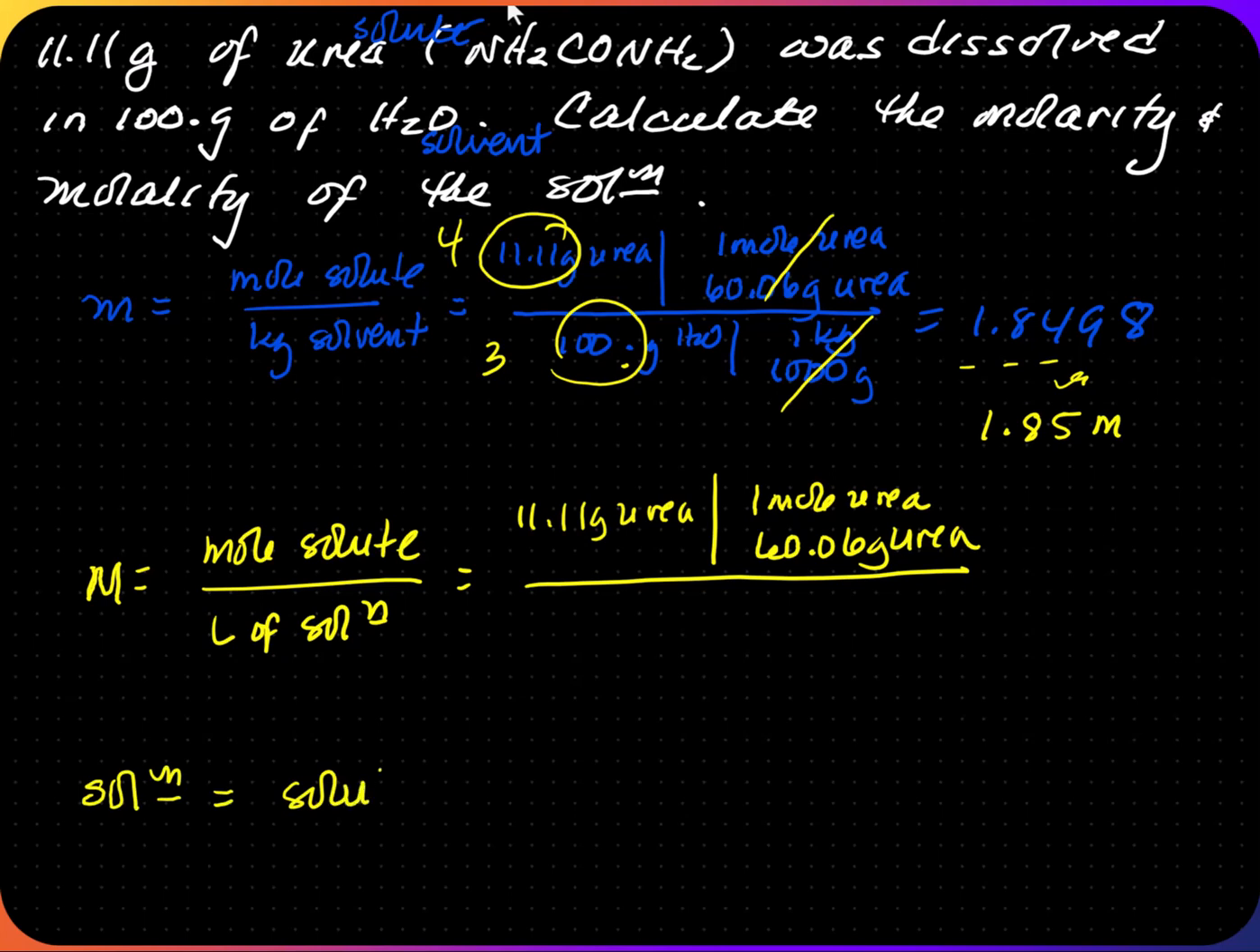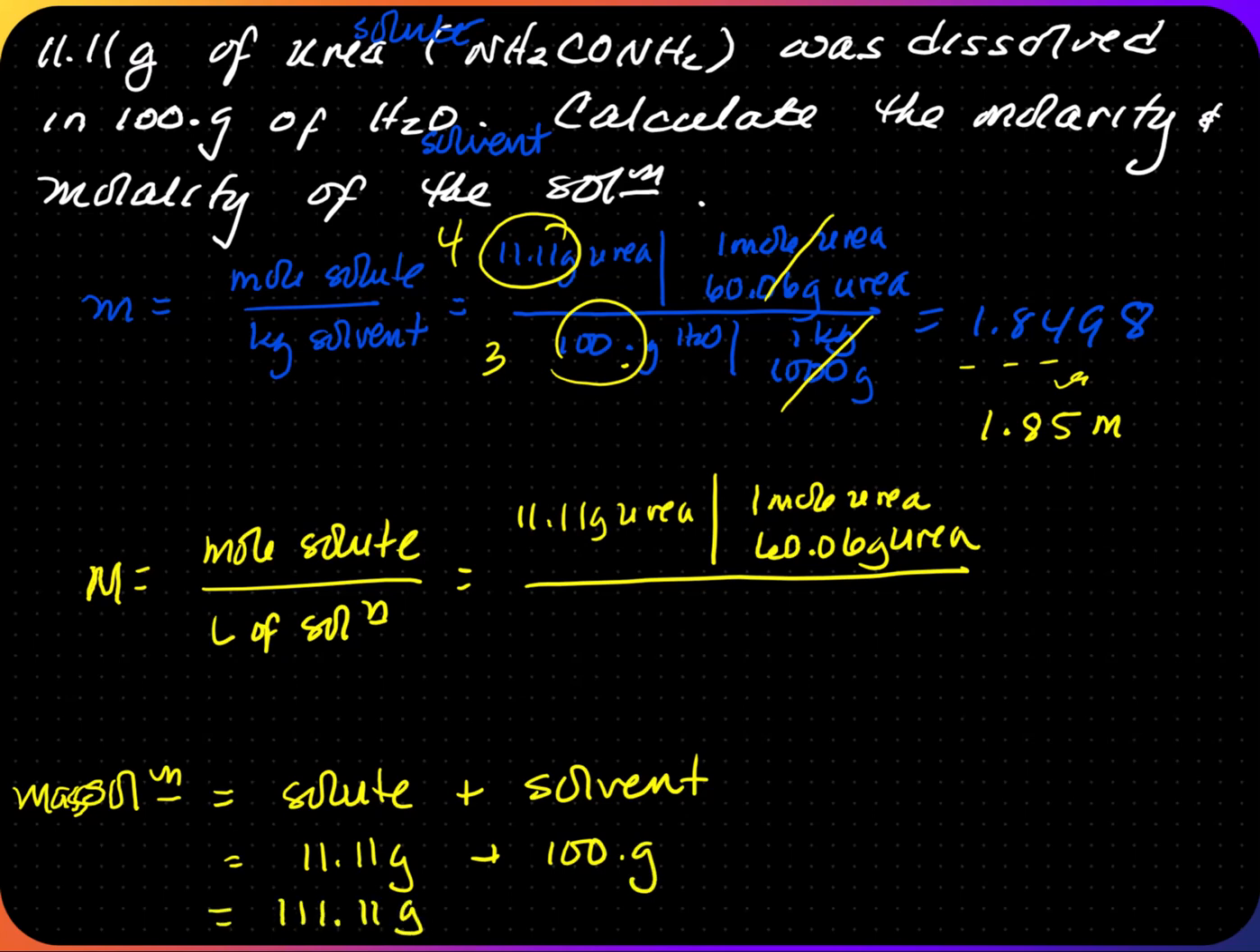My solute and my solvent. Both my solute and solvent are given in grams, so technically we're going to have the mass of solution. My mass of solute is 11.11 grams. My mass of solvent is 100 grams. So if I add it together, it's going to be 111.1111, but with correct sig figs, it's going to be 111 grams.